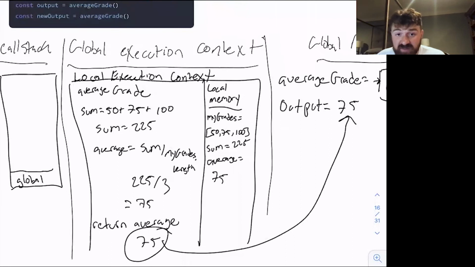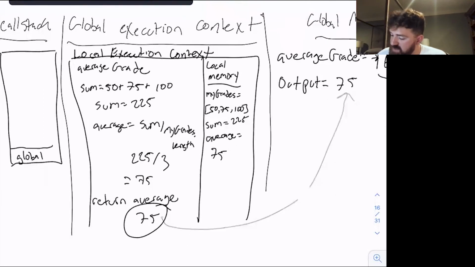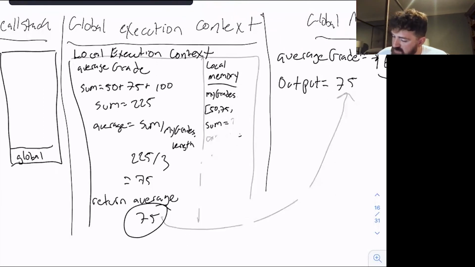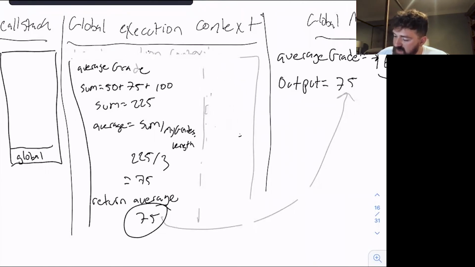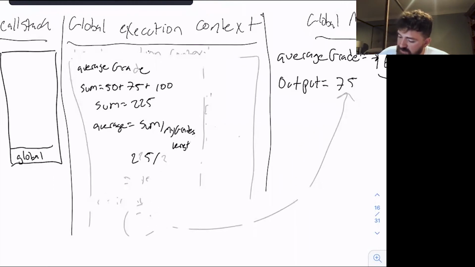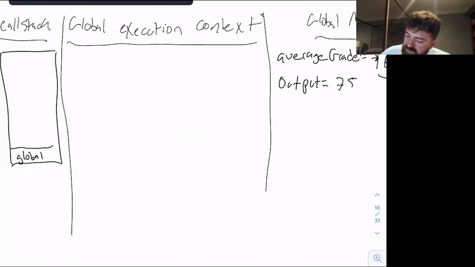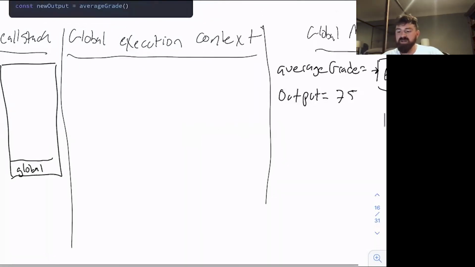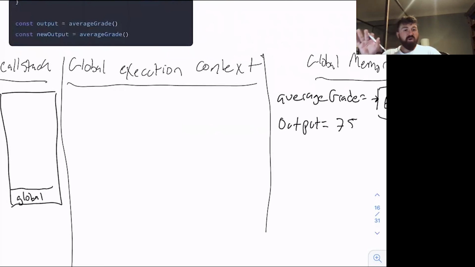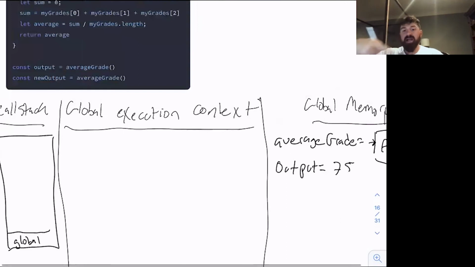In addition, we also get rid of our local execution context. This goes bye-bye. When we finish running our function specifically, our local execution context is gone. We're no longer in average grades. And now we go to the next line of code.